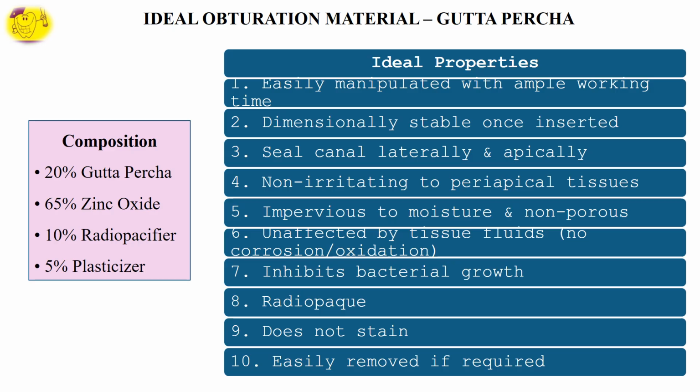It must be dimensionally stable once inserted and seal the canal efficiently laterally and apically. It must be non-irritating to the periapical tissues, be impervious to moisture, and be non-porous. It should be unaffected by tissue fluids and inhibit bacterial growth. It must be radio opaque and not stain, and it should be easily removed if at all required using solvents.